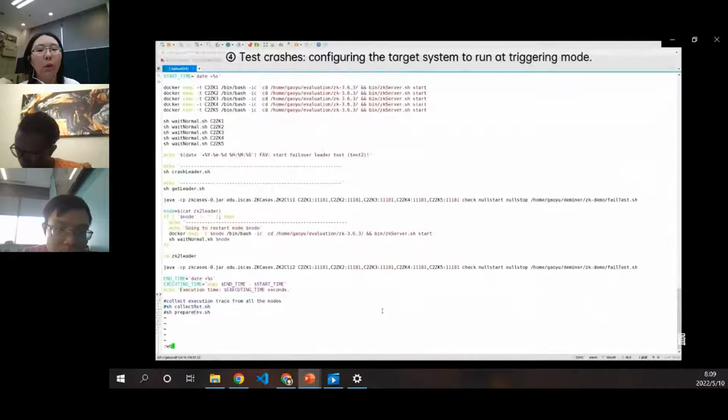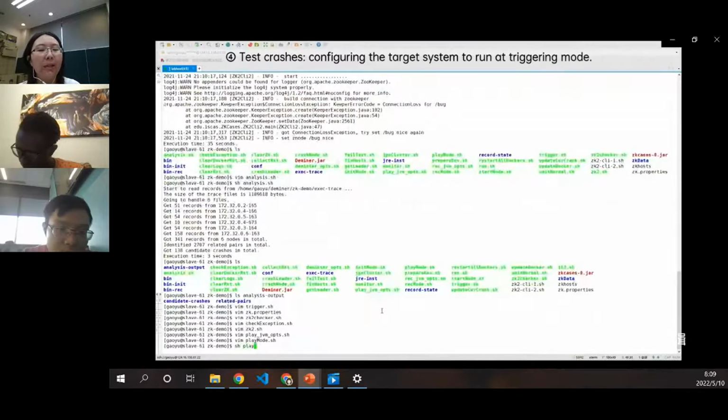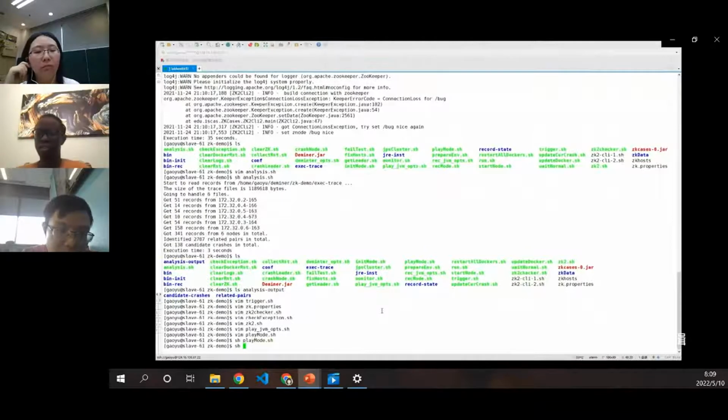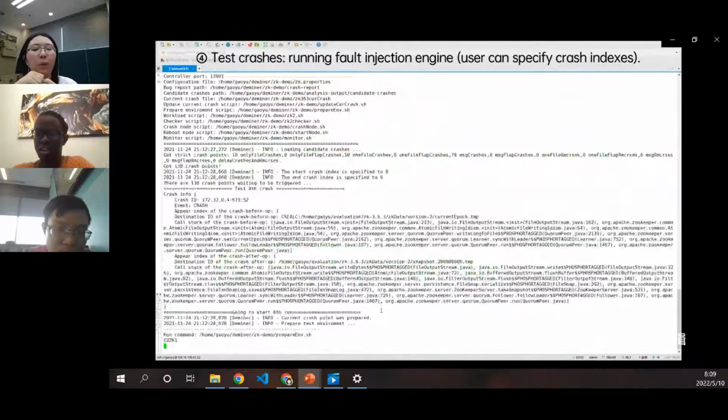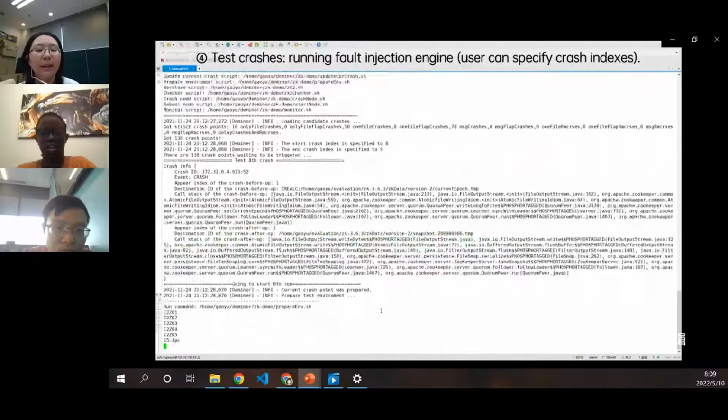Now we can configure the target system to run at the triggering mode. We now start the fault injection engine to perform crash injection testing. Here we can specify the test range.